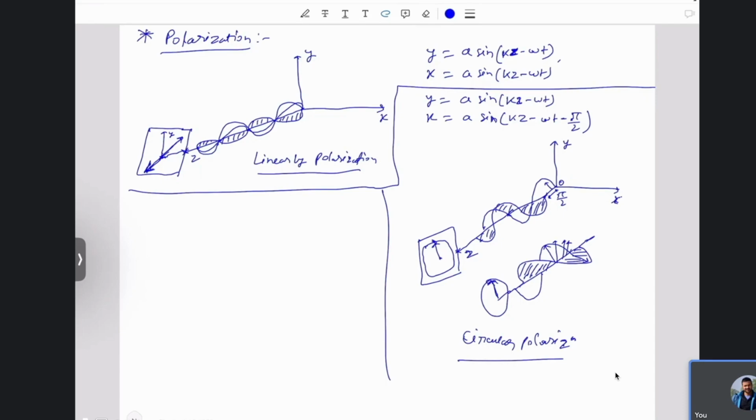So for elliptical polarization, what do you need? You need any arbitrary angle. So suppose the phase difference is pi by 4, here the phase difference was pi by 2. Then looking from the z axis, you will see that the electric field vector is making this kind of ellipse. Electric field vector is moving in an ellipse, right? So yeah, this way you can produce different kinds of polarization.